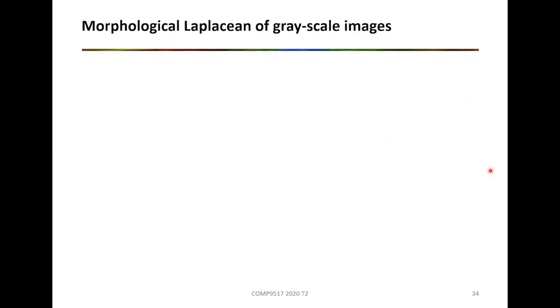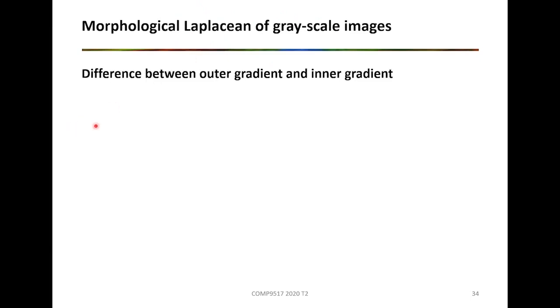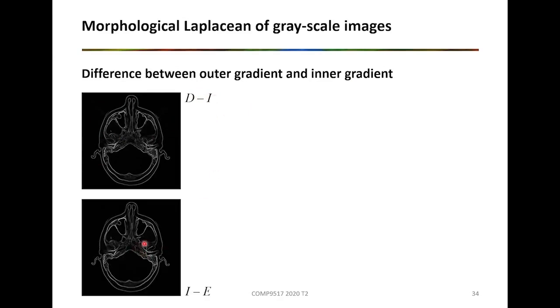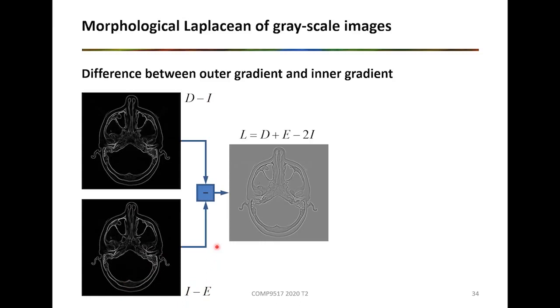We can go one step further and compute the Laplacian as well, the equivalent of the second order derivative image of grayscale images. That's simply the difference between the outer gradient and the inner gradient. If this would be the outer gradient, the dilation minus the input image, and this is the inner gradient, the difference between the input image and the erosion, then the difference between the two looks like an image that is very similar to a Laplacian image that you would get with linear operators with second order derivatives, as we talked about before.